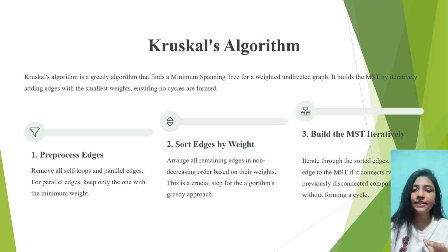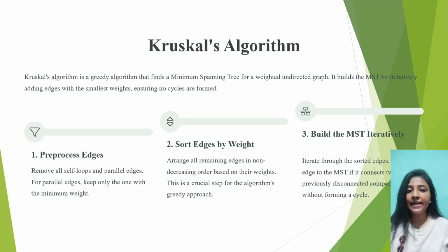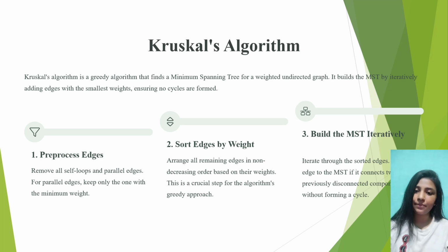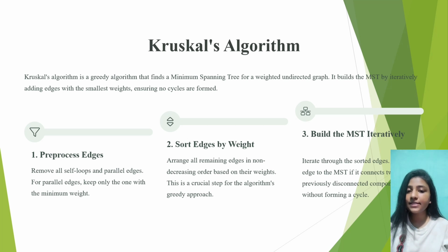Step 3, build the minimum spanning tree. Now comes the actual MST construction. Starting with no edges, we go through the sorted edge list. For each edge, check if adding it would form a cycle. If it won't form a cycle, add it to the MST. If it would form a cycle, skip it. We use a disjoint set union, or union-find, structure for cycle detection. This helps us know if two vertices are already in the same connected component.